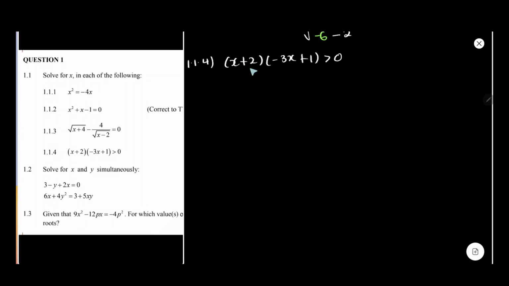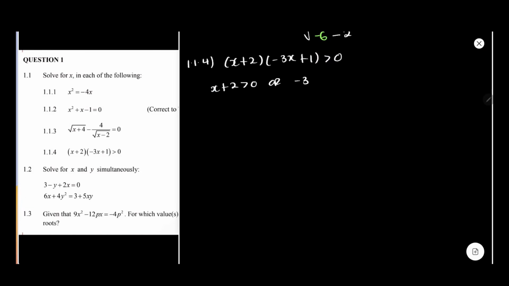So our critical values, since they say this times that needs to give us something greater than 0, then I'm going to say that x plus 2 is either greater than 0 or negative 3x plus 1 is greater than 0. I'll just find the critical value. So here our critical value is negative 2. And then here, if you just take the 1 over, we'll get a negative 1, divide both sides by negative 3, and we're going to get x equals 1 over 3. So our critical values are just 1 over 3 and negative 2.